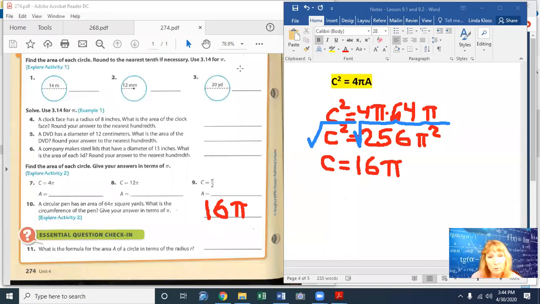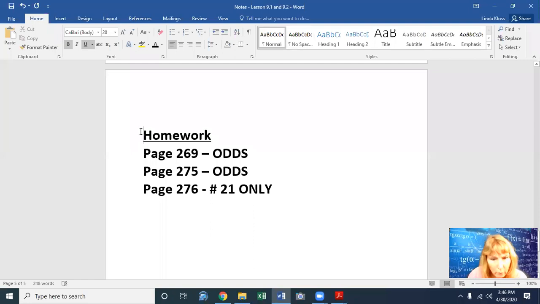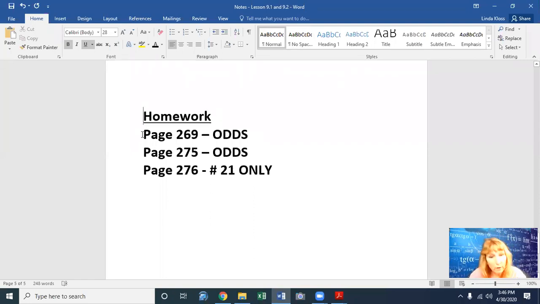Okay, now we will go to our homework. And what are we going to be doing for our homework? So let me clear all my drawings here and we'll go back to full screen with our Word document. Oh, here's your homework. So your homework is to do page 269 odds. Remember, we combined 2 lessons now, so only do the odds. I don't want you to have too many problems to work on. So 269, just the odds, and then 275, just the odds, and then 276, just do number 21, the only one you have to do.